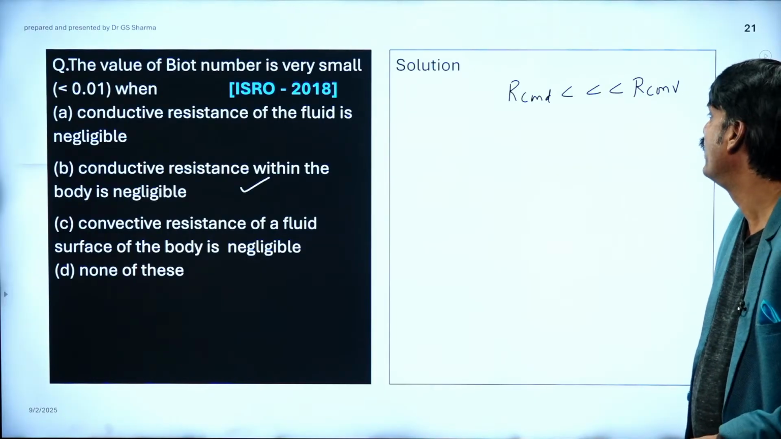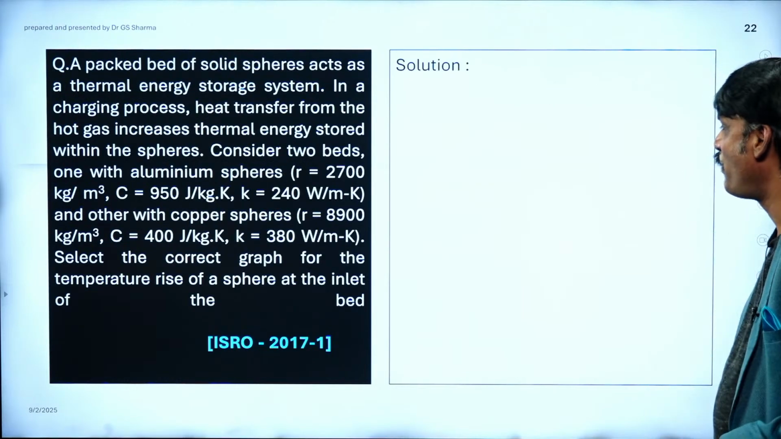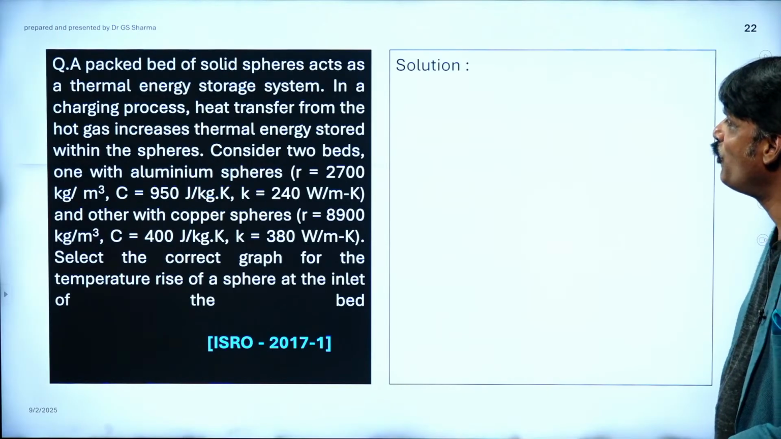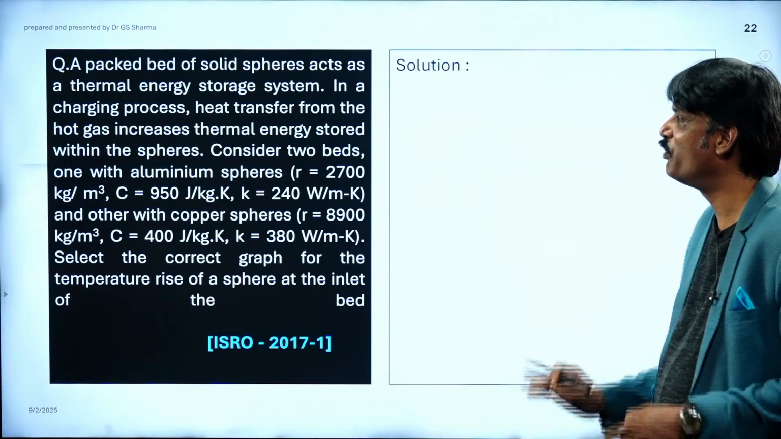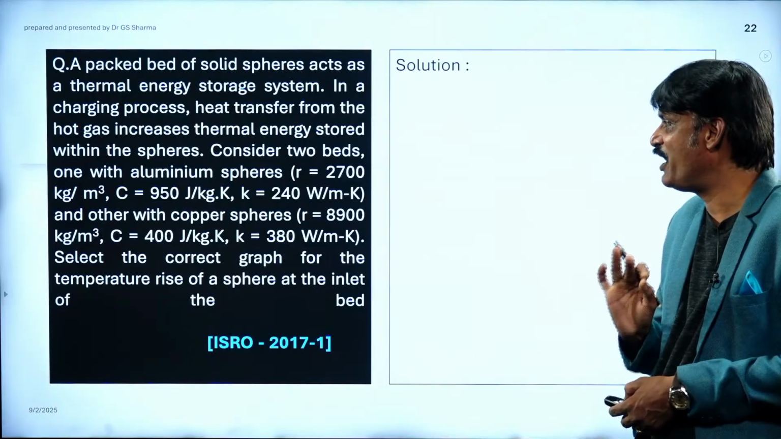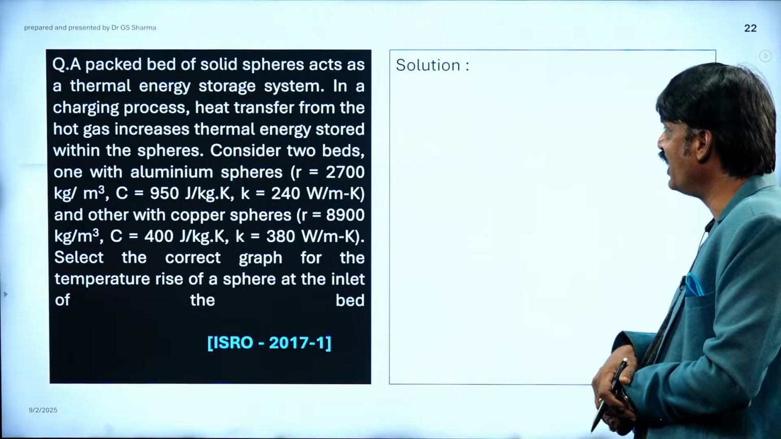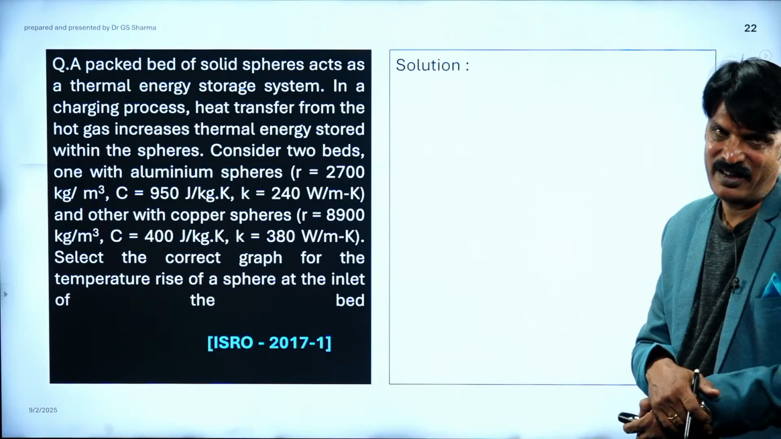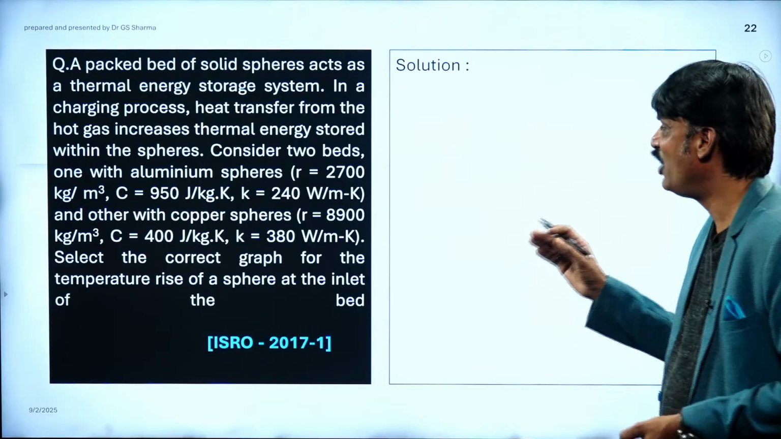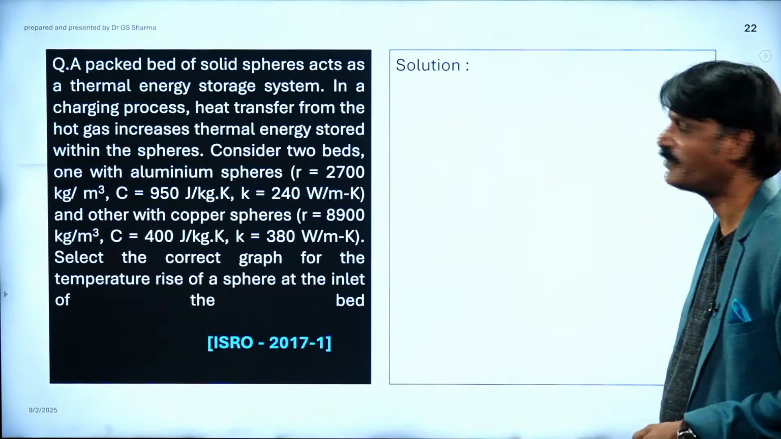Then this is a packed bed problem. See what he said, there is a packed bed, it contains two spheres, one is made of copper, the other one is made of aluminum, and he is asking which particular graph indicates the heating or cooling characteristics of aluminum or copper, and he has given those graphs. I think I have not included them.